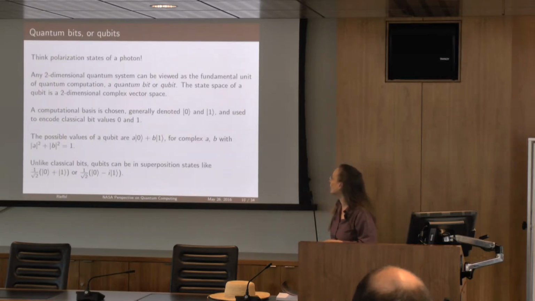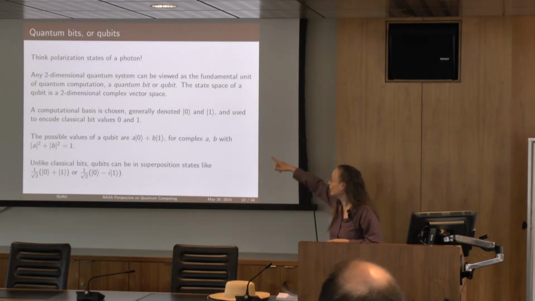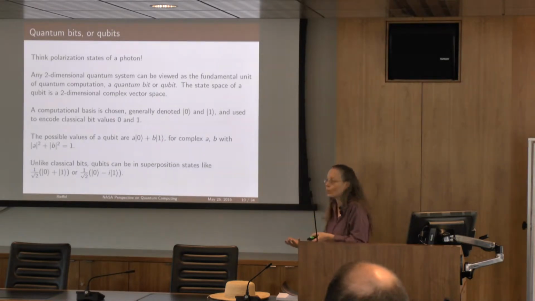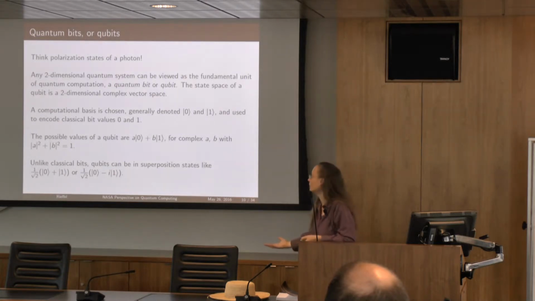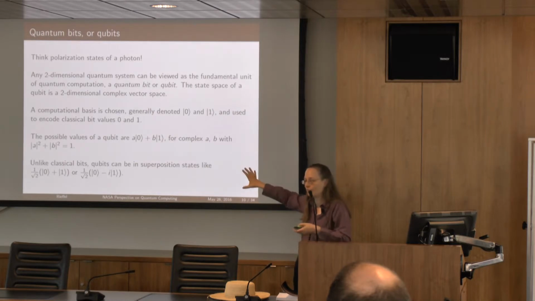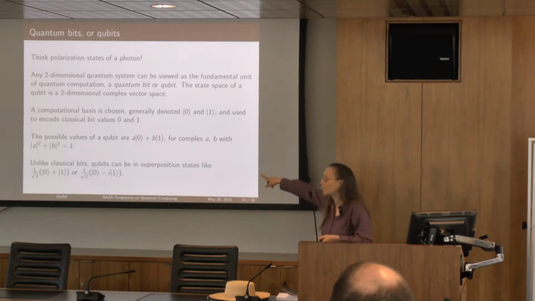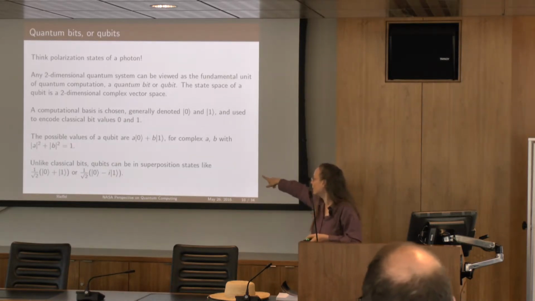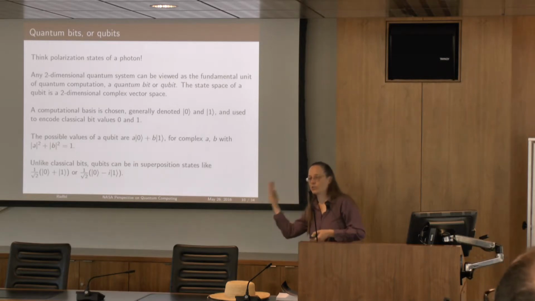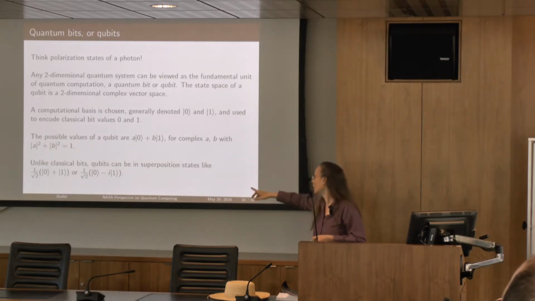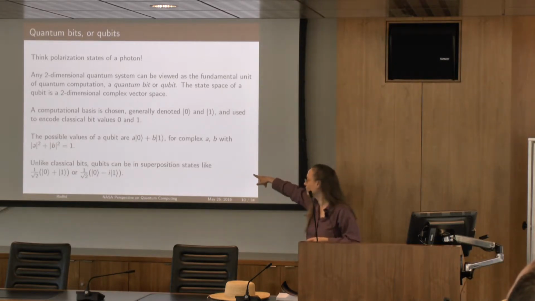So let's go forward now and say, okay, what's a quantum bit? So think polarization states of a photon. So it's a two-dimensional quantum system of some sort, like a photon. And we choose two states that we'll consider corresponding to our classical bit values. And then our possible values for a qubit are these superpositions, possibly complex, of those two values.